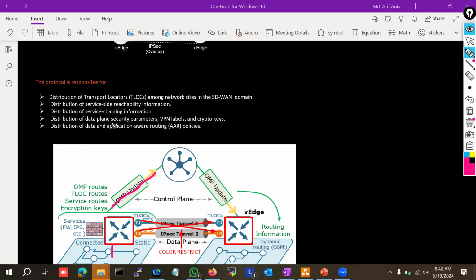And distribution of data plane security parameters, VPN labels, and crypto keys, what I discussed now, right? And also it carries application and routing information. So it adds some features, which we will discuss when we start our lab, right?